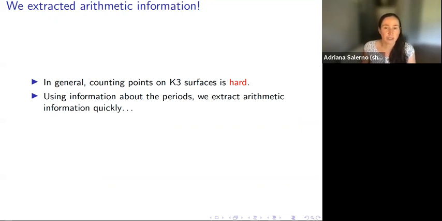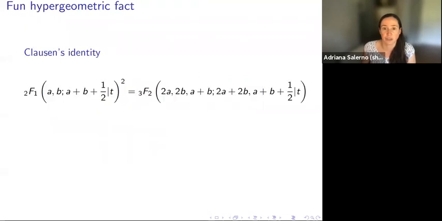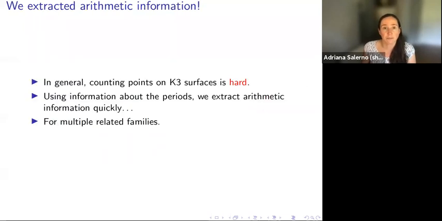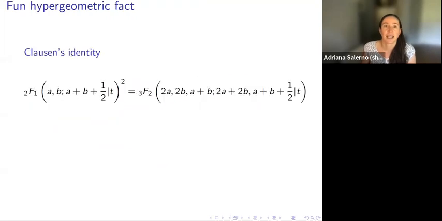So this Picard-Fuchs equation is determined by the periods. And we can do this for multiple related families. So this was the grouping of toric varieties that I showed you. And so this is the big exciting thing for us. And so here's a fun hypergeometric fact.